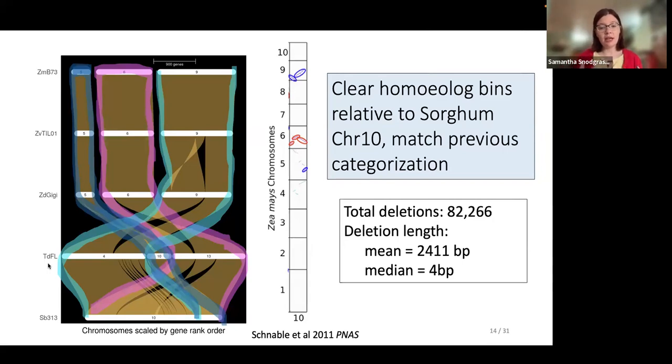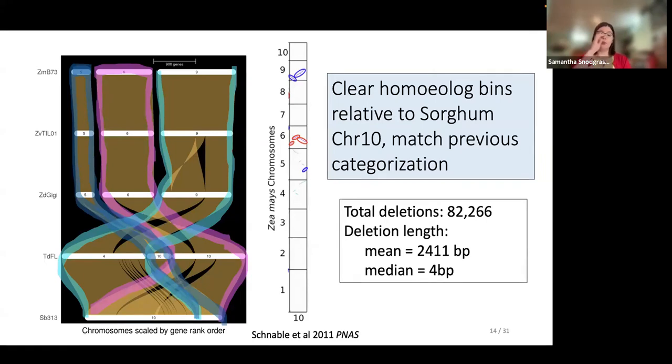Now, these kind of binnings do match the previous categorization from Schnable et al. 2011, where here I'm just showing you part of the synteny plots that they created, where you have chromosome 10 for sorghum along the bottom here, and B73 chromosomes along the side. And you can see they identified one copy for sorghum chromosome 10, contained within Zea's chromosome 6, and the other copy mostly contained in chromosome 9, with that little tail end in chromosome 5.